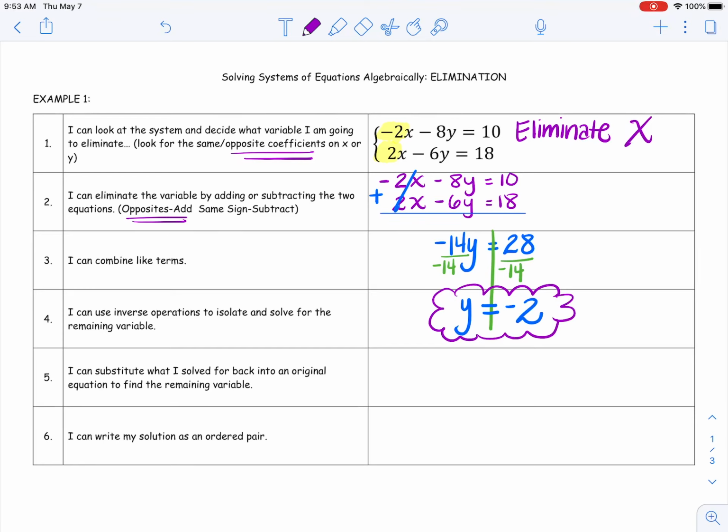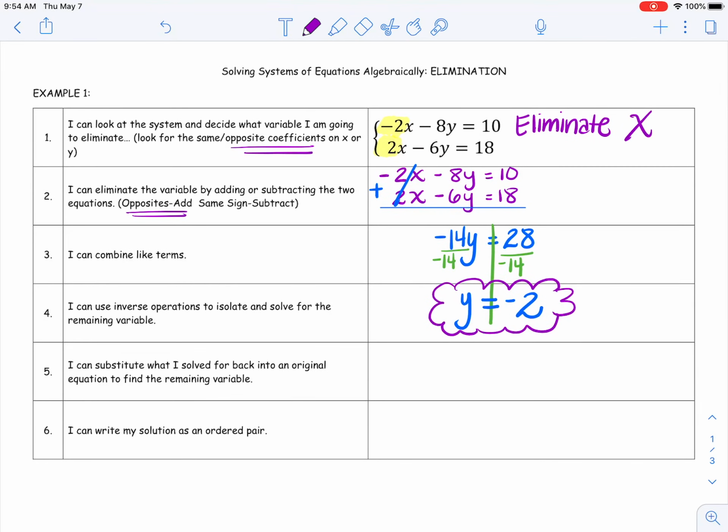Okay, so now step 5, similar to substitution, we are going to plug this back into an equation and solve for the remaining variable. Now it doesn't matter which equation you pick. I'm going to pick the second one just because there's fewer negative signs. Okay, so I know that y is -2, so I'm just going to rewrite this by substituting -2 in for y. Okay, when I do this, I get 2x plus 12 equals 18.